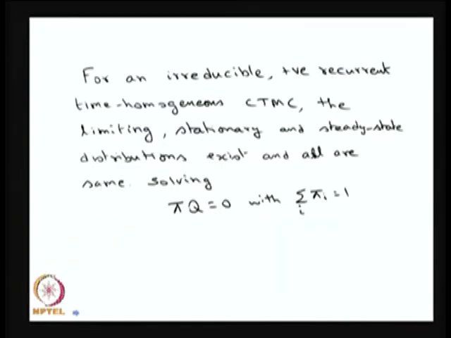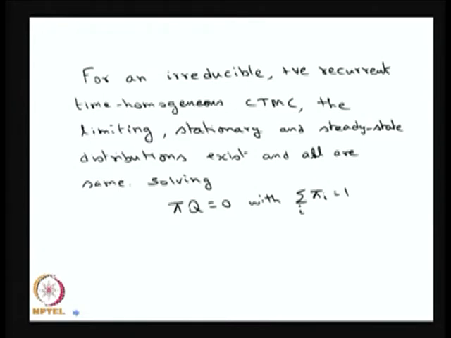I am going to give one simple result for an irreducible, positive recurrent, time homogeneous CTMC. We know that a limiting distribution exists and a stationary distribution exists. Now I am including that the steady state distribution also exists. I have given the steady state distribution for the birth death process, not for the CTMC, but here I am giving the result for the CTMC. All the three distributions exist and all are going to be the same.